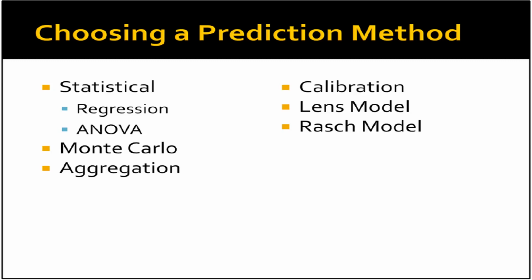An ANOVA is a good choice for those situations in which you are just concerned with whether or not a change made a difference, not necessarily with how much of a difference. ANOVA is also good for comparing before and after situations.